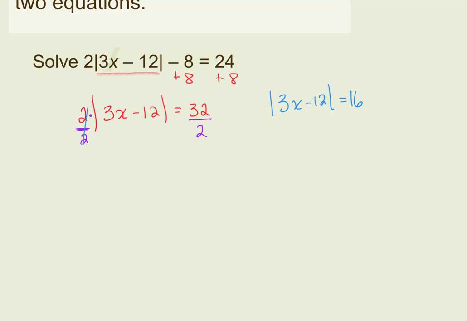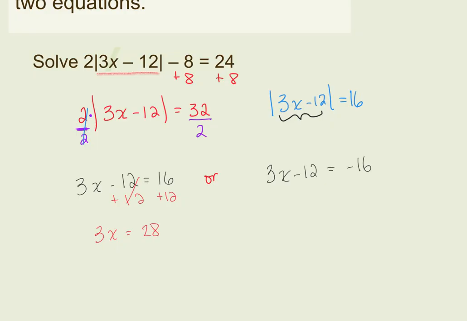And so I'm going to set up those two equations. Remember what's inside would equal 16. That would be 16 units away from the origin. But what's inside could also equal -16, because -16 is also 16 units away from the origin. And then we have pretty basic equations to solve. We're going to add 12 to both sides. Here we get 3x equals 28.